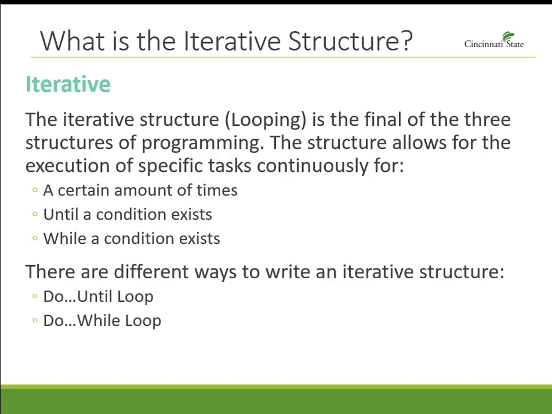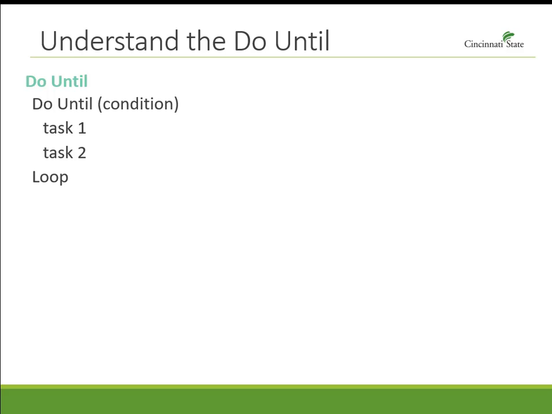Let's take a look at the structure. This is what a do loop looks like. Do until a condition exists. This code can range from a few lines of code to hundreds of lines of code. Once the condition is met, it will fall out of the structure and end right here. When you do something over and over again, you need a loop.